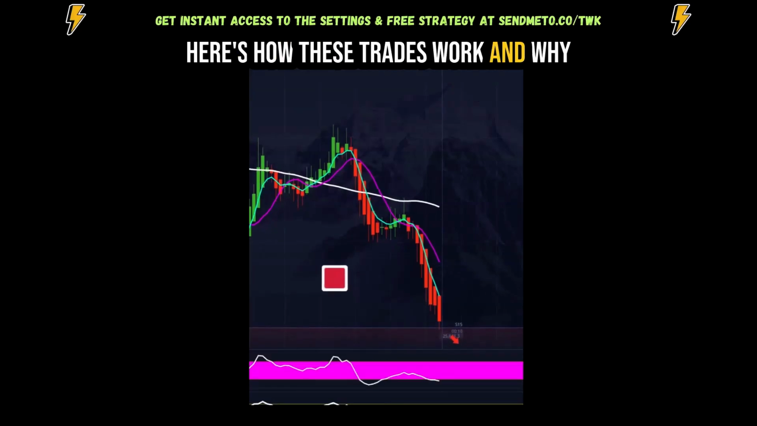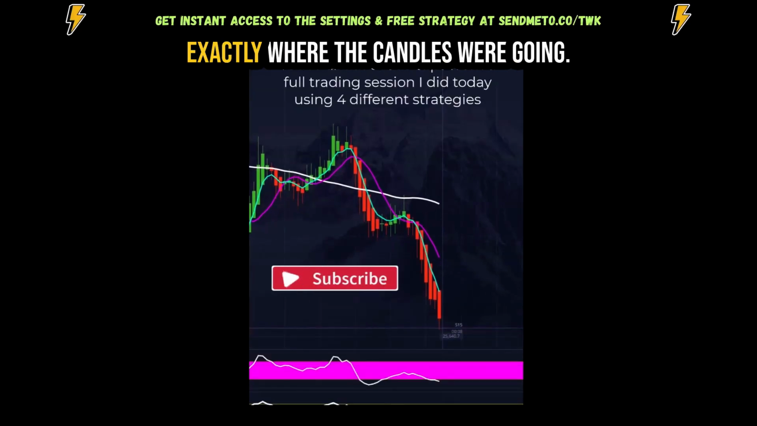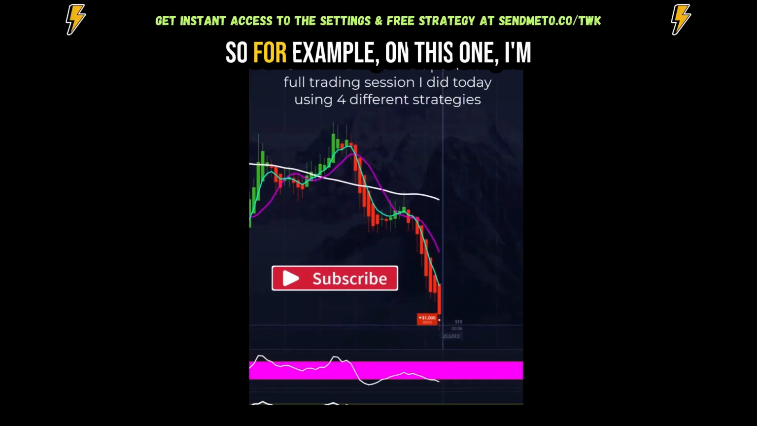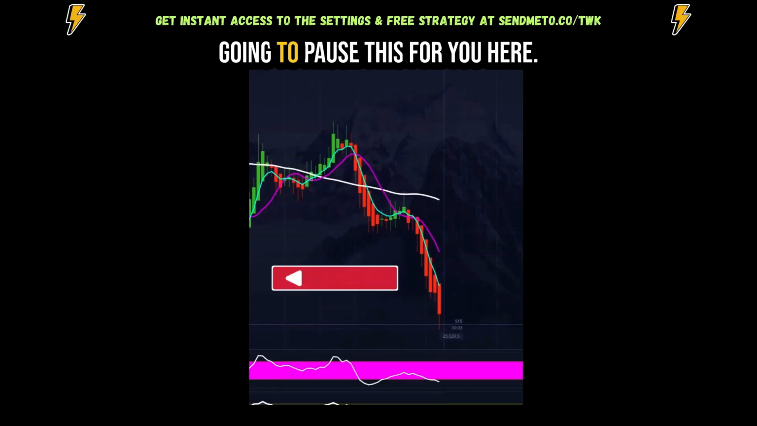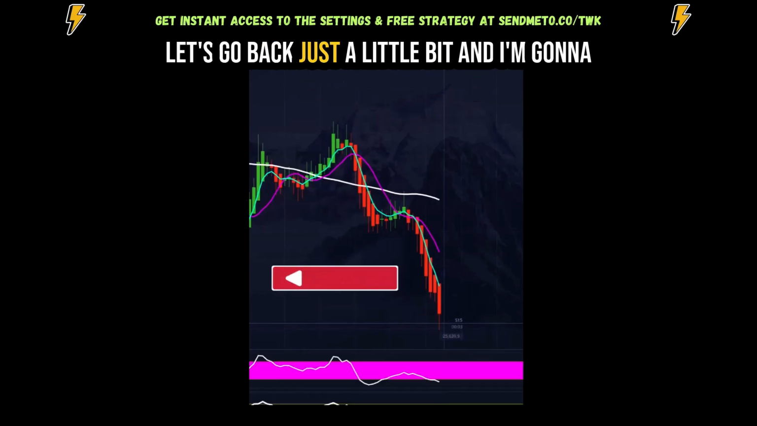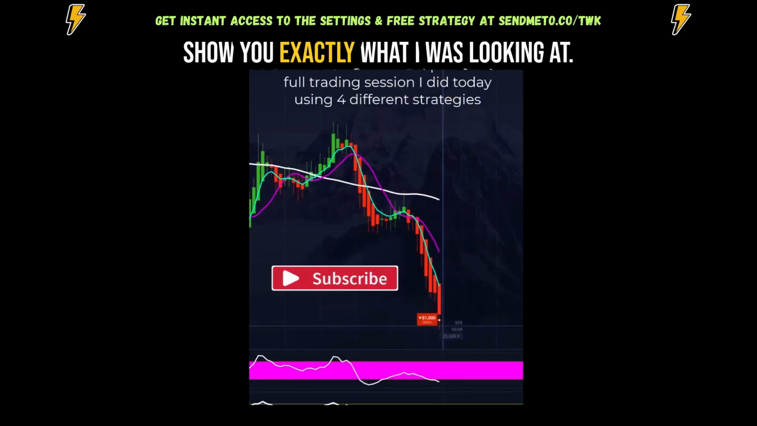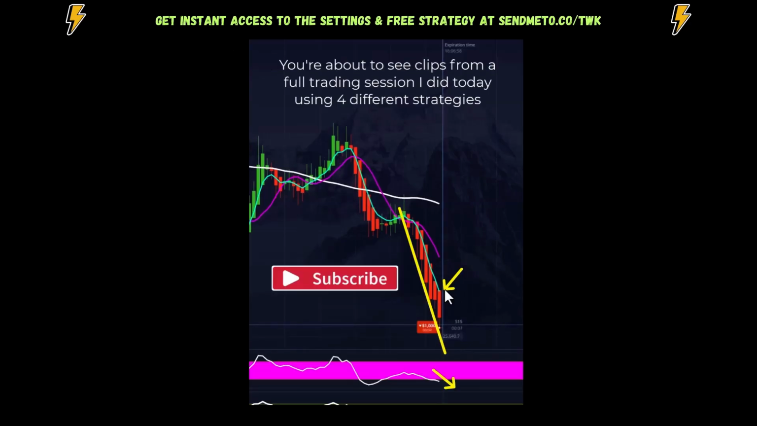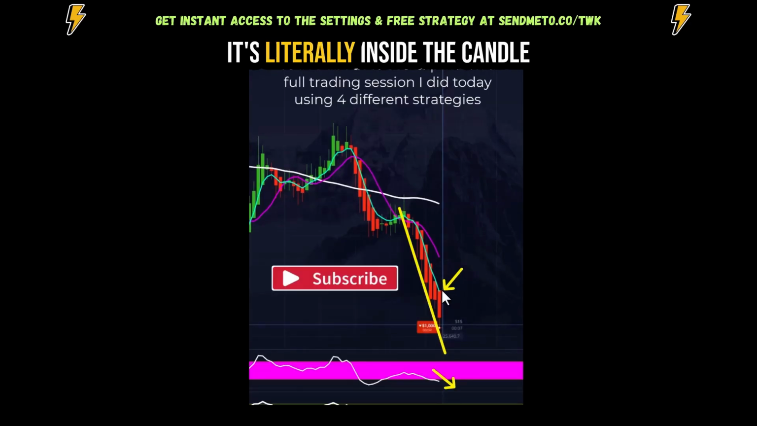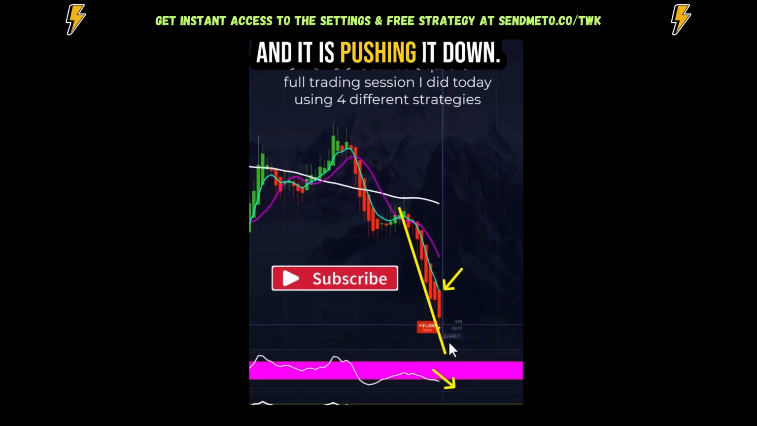Here's how these trades work and why they're so effective and how I knew exactly where the candles were going. For example, on this one, I'm going to pause this right here. Let's go back just a little bit and I'm going to show you exactly what I was looking at. Take a look at the moving average.